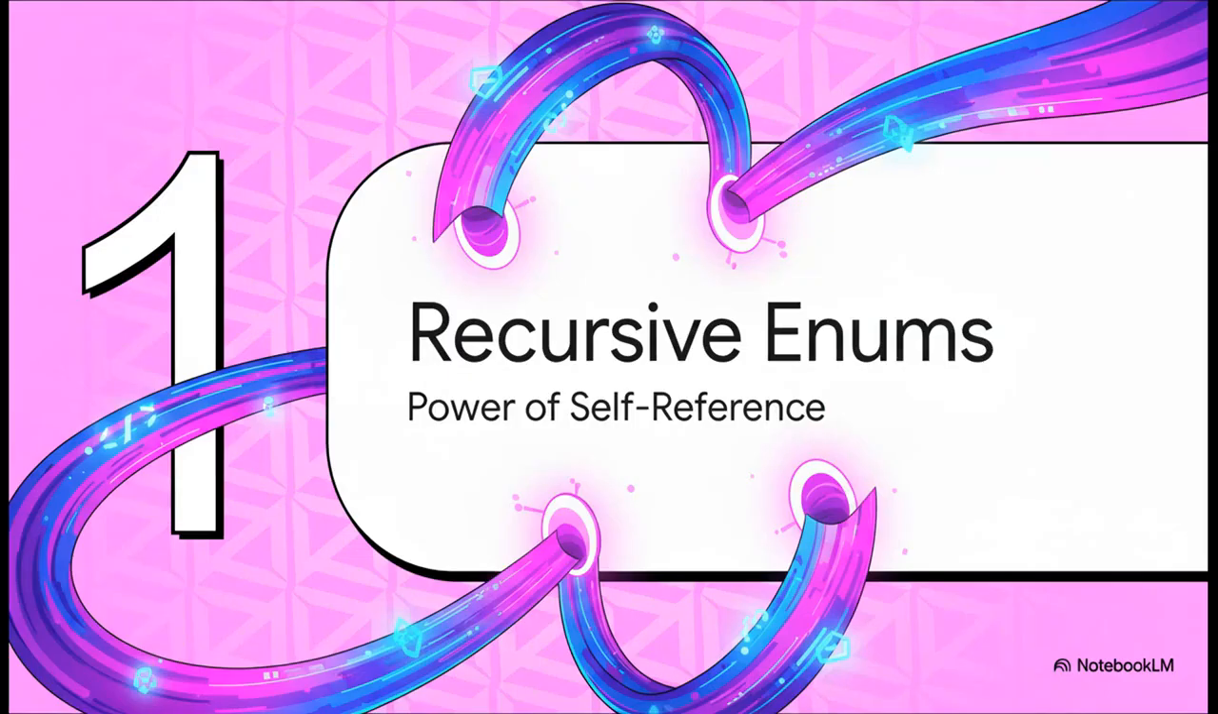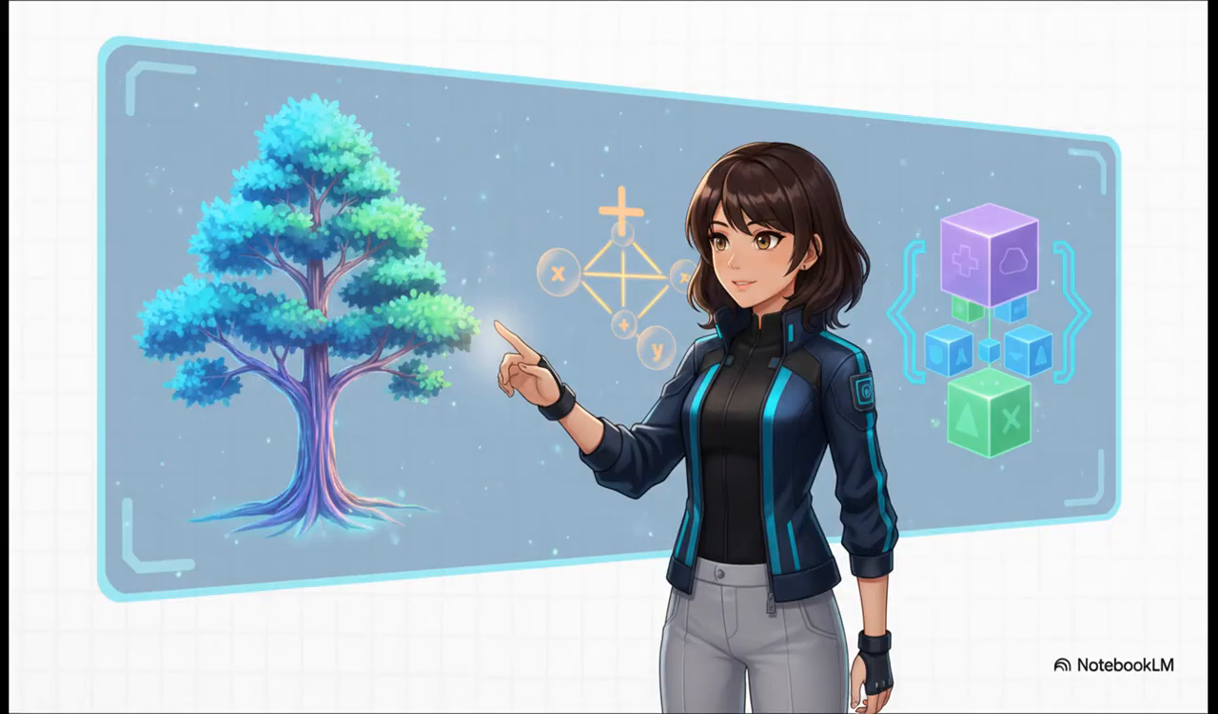And the feature that throws us right into this puzzle is what's called a recursive enum. In plain English, it's just an enum where one or more of its cases holds another instance of that very same enum. It's a data type that's literally defined in terms of itself. Kind of mind-bending, right? So you might be asking, why would I even want to do this?